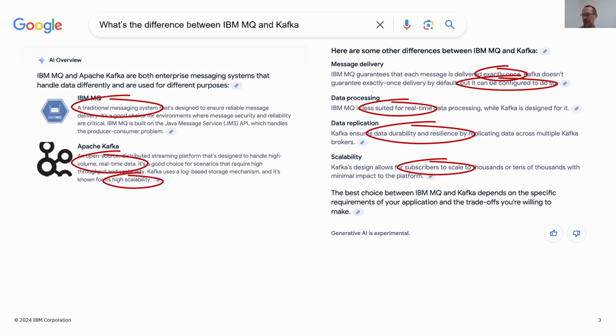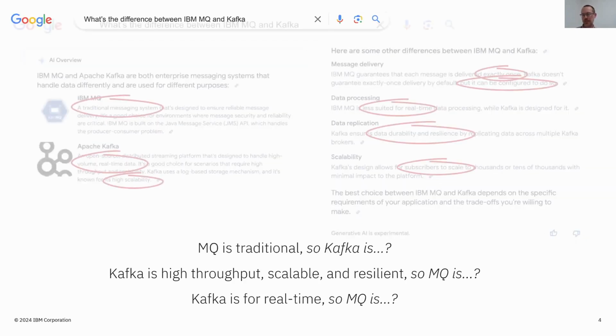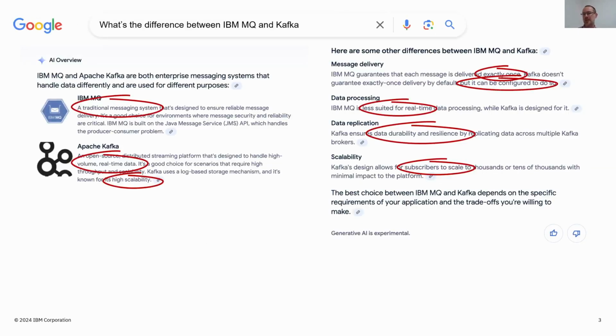So if you look at this, it's actually quite biased, and this is where the fear, uncertainty and doubt tends to come from. You look at this and think, well, Kafka's got everything going for it, MQ hasn't. The last bit is about the choices between MQ and Kafka, which one you should choose. I think we'd agree with this: the best choice depends on what you're trying to do. It's not a one size fits all sort of job.